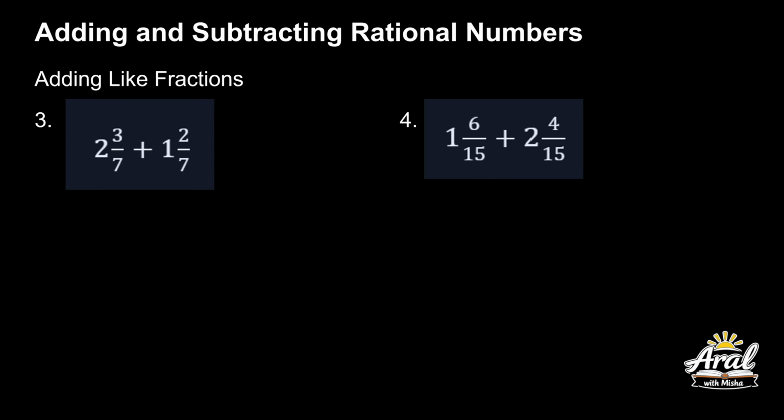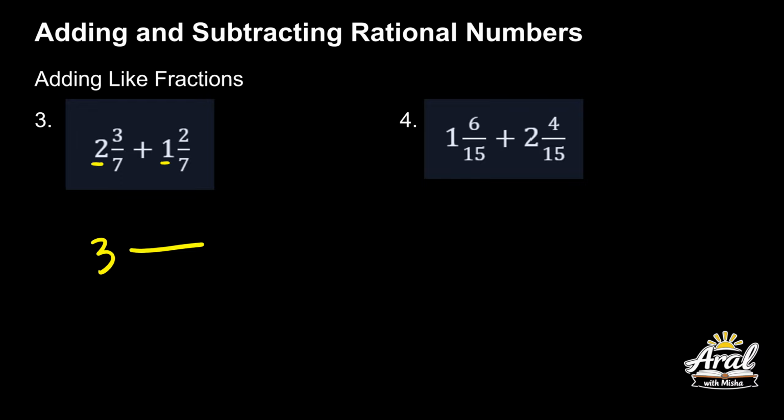let's move on. Adding like fractions. This time, we have a mixed number. So we have whole numbers and a fraction part. Okay, so what we're gonna do is just add the whole numbers. So 2 plus 1, that's 3. Okay, and you can see both of the denominators are the same.